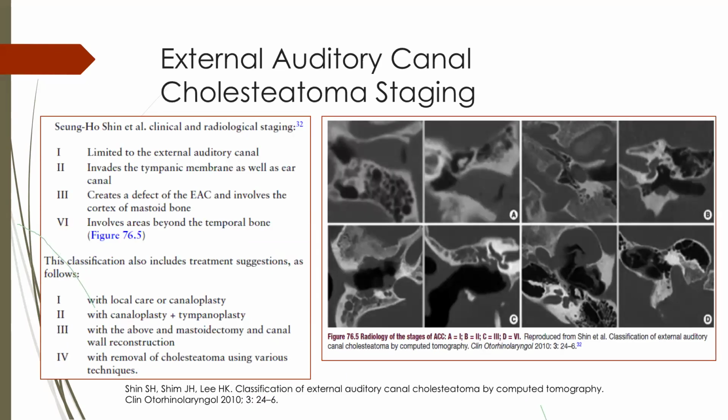The other staging system is by Shin et al., which is a clinical and radiological staging system which describes the extent of the disease. This classification also includes treatment suggestions in line with the extent of the disease involved. So it shows stage 1 to 4 as well, stage 1 being limited to the external canal, and then it advances as you go up the numerals until it involves areas beyond the temporal bone in stage 4. It has treatment advice on the different stages, and the diagram on the right-hand side shows the radiological view, going through the stages of how advanced the disease has progressed.